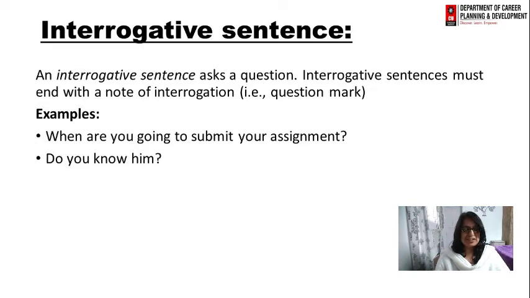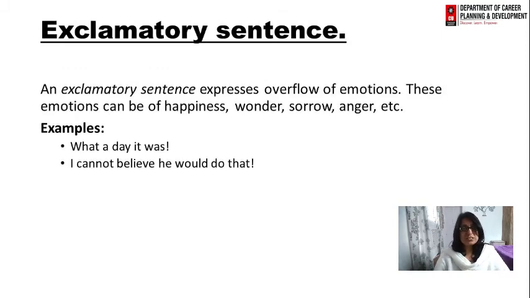Interrogative sentence. What is interrogative? The word suggests itself that it means to question someone. So an interrogative sentence is basically to ask a question, and it always ends with a question mark. Examples are, when are you going to submit your assignment? Do you know him? Let's talk about exclamatory sentences. Exclamatory sentences express emotions, and these emotions can be happiness, wonder, sorrow, or anger. The examples are, what a day it was! Or you can say, I cannot believe he would do that!